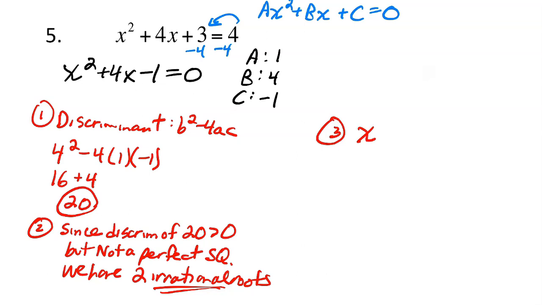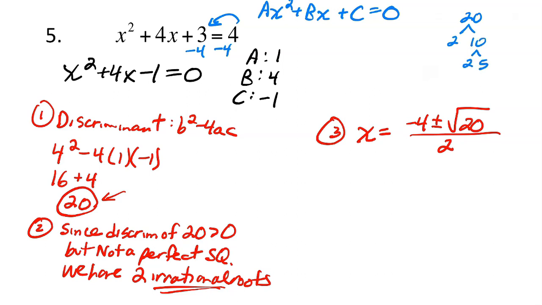And then 3, to find those exact roots, we use the quadratic formula. So we have -b plus or minus the square root of 20. That's the discriminant we found right there. All over 2 times 1, 2a, so 2. Now 20 can be simplified. The factors of 20 would be 2 times 10. 10 is 2 times 5. So we're going to take out that pair of 2's. That's going to be a 2 on the outside. So the square root of a pair of 2's is a 2. So we have -4 plus or minus 2 root 5, all over 2.